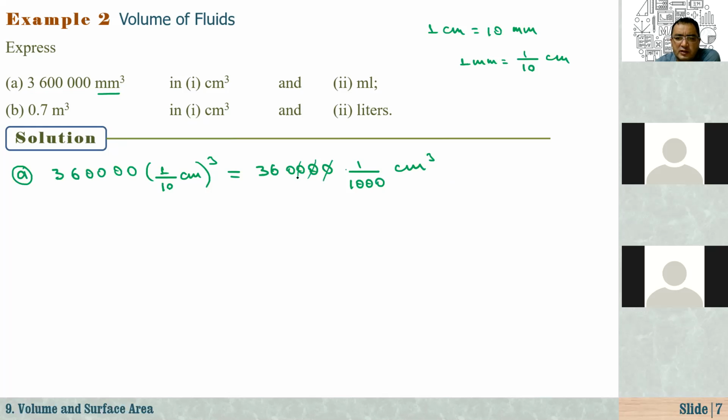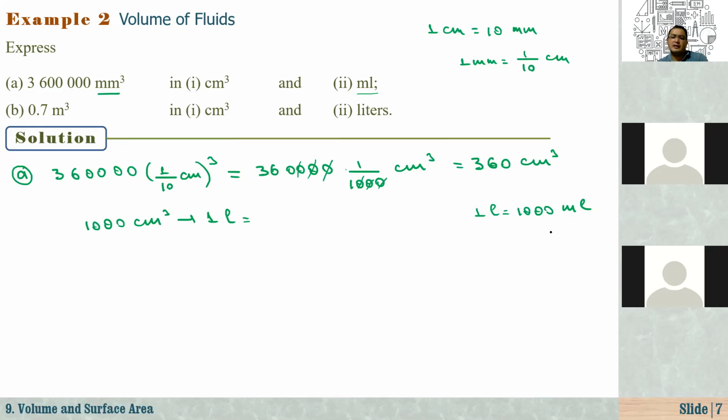So 1, 2, 3, 1, 2, 3, they cancel out each other. Here we have 3, 6, what is it? 360 centimeter cube. And how about milliliters? To change into milliliters, we know that 1,000 centimeter cube is equal to, what is it? 1 liter, right? Or that is 1,000 milliliter, because 1 liter is equal to 1,000 milliliter, right?